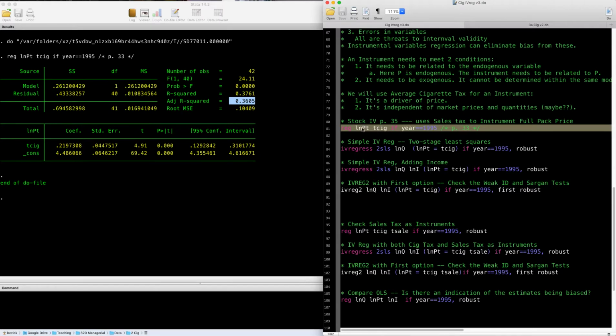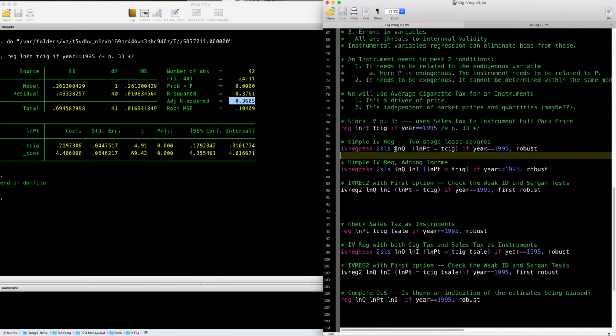So what we're going to do is, instead of regressing quantity on the sales price, Q on PT, we're going to do IV regress two-stage least squares. And our first stage goes in the parentheses here. The first stage is our endogenous independent variable regressed on our instrument, the tax on cigarettes. And then the second stage is going to take the predicted values of PT, LNPT, and that's going to go in the second stage regression of quantities on those predicted prices. And over here I have a robust standard error option put on. So let's see what this does.